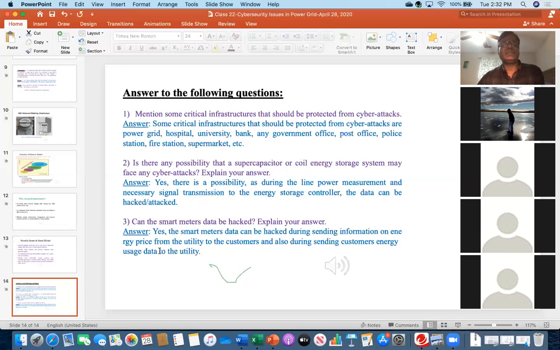And then, just now we discussed, can the smart meter data be hacked? Yes. The smart meter data can be hacked during sending information on energy price from the utility to the customers, and also during sending customers' energy usage data to the utility. Because these smart meters provide bidirectional communication and it is online, it is highly likely that there will be a cyber attack or cyber hack. So these will be the sample questions for today's discussion. Do you have any questions and comments?